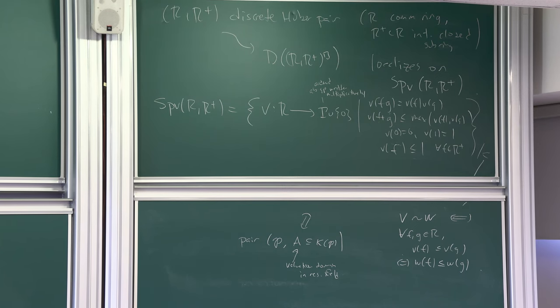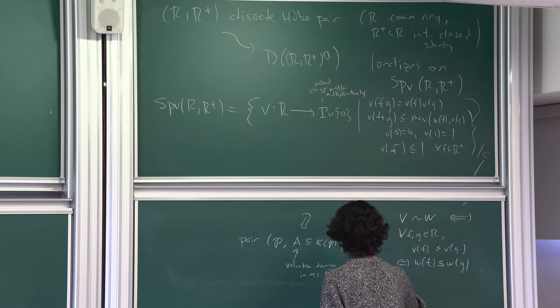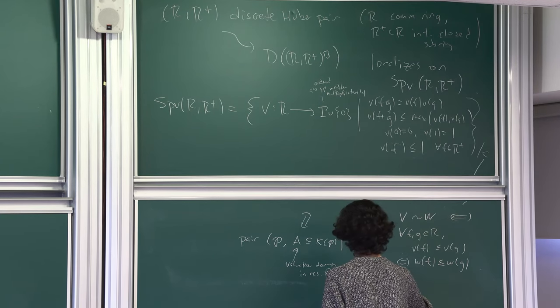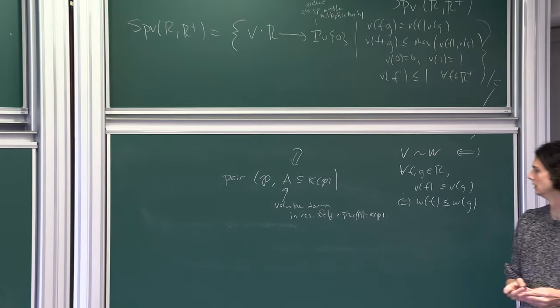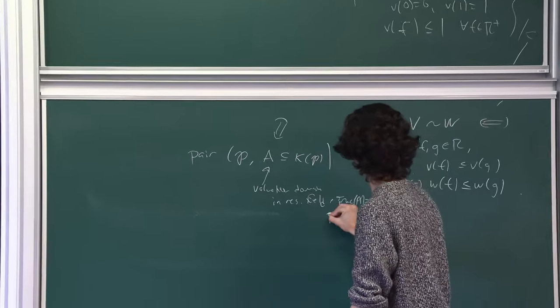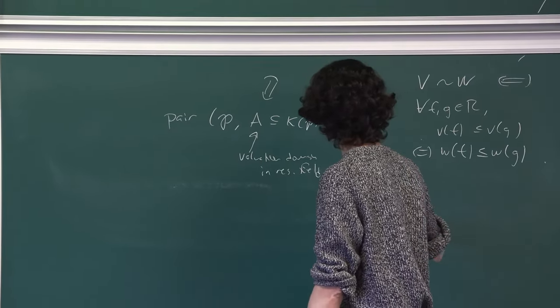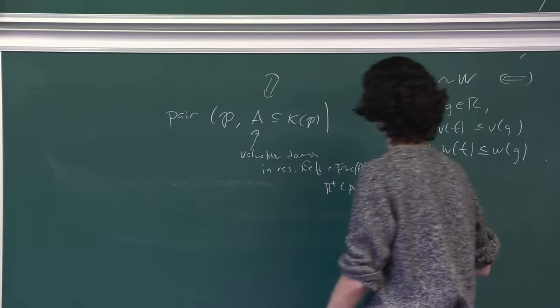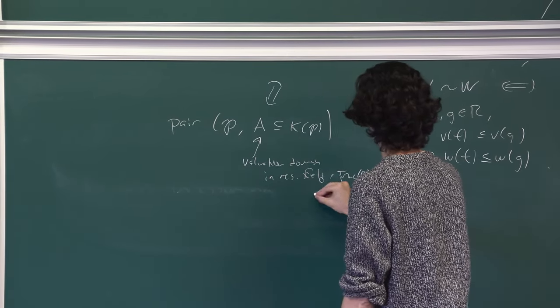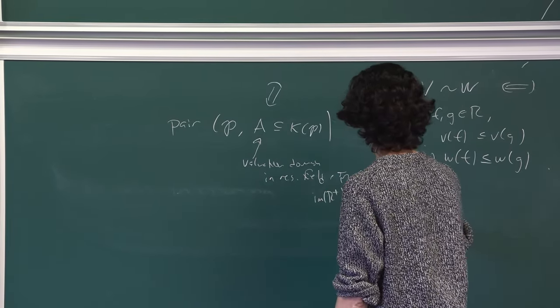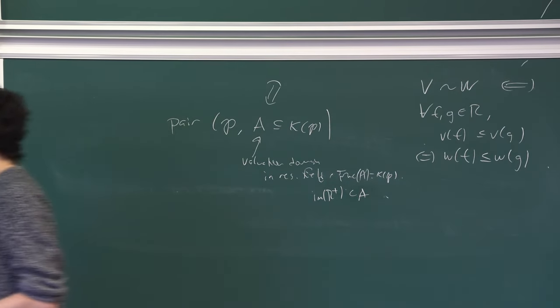Yeah, thank you. You can say valuation domain of... containing A plus. Thank you. Yes, containing R plus, the image of R plus. Yeah. Thank you. Yes. R plus. Right. Okay.